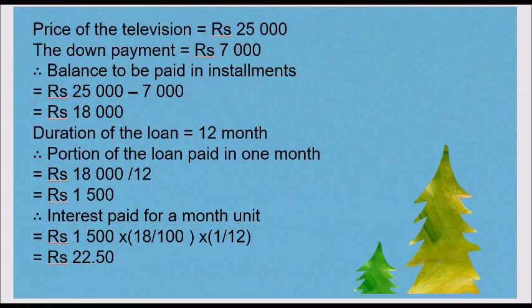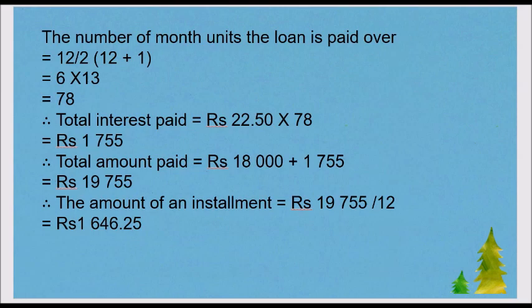Right. After simplifying, you can obtain 22 rupees and 50 cents as the monthly interest. Right. Let's move to next step. The number of month units the loan is paid over. The number of month units according to our previous formula, n times n plus 1 divided by 2. 12 times 12 plus 1 divided by 2. So 6 times 13 is 78. That is the number of month units.